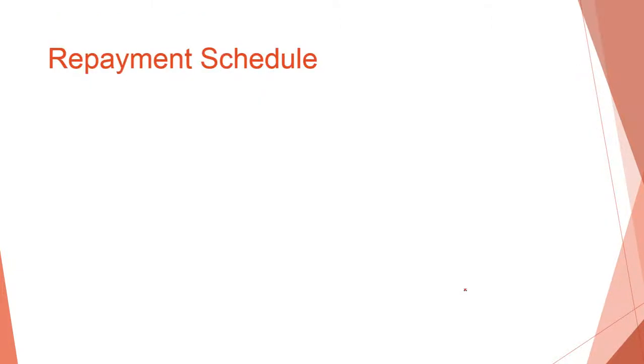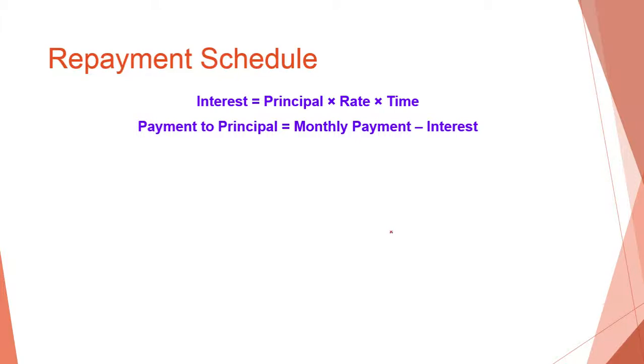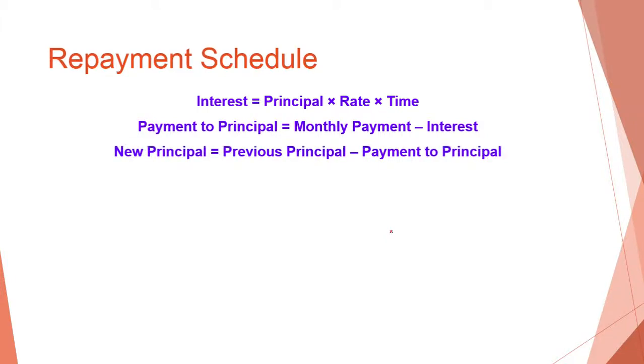Alright, repayment schedule. Interest is the principal times the rate times the time. Payment to principal is the monthly payment minus the interest. The new principal is equal to the previous principal minus the payment to principal.